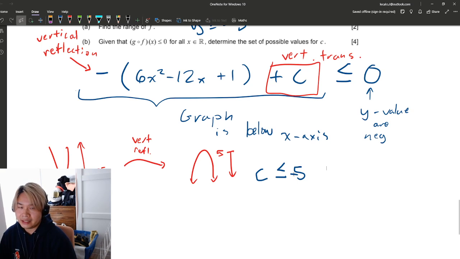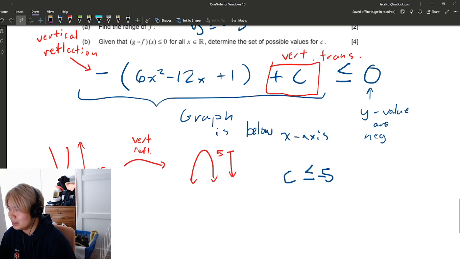So if we have -5, it moves it down, and the maximum is at 0, so it's satisfied, and the rest of it is below 0. And c could be anything less than -5. It could be -6, because that means you move it down 6, and then the whole thing is below the x-axis. Hopefully that makes sense, the way that I explained this.